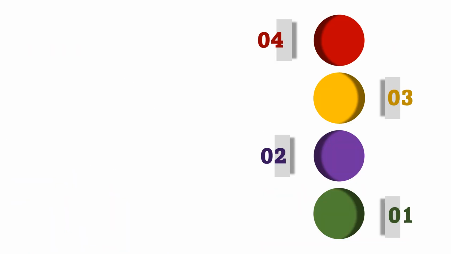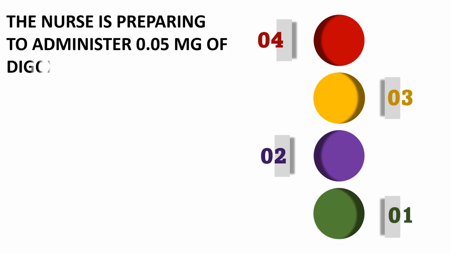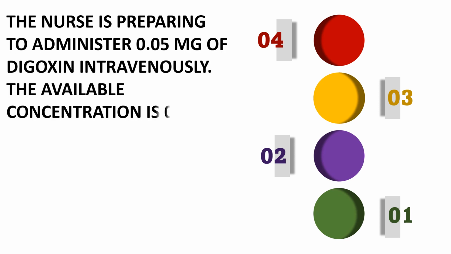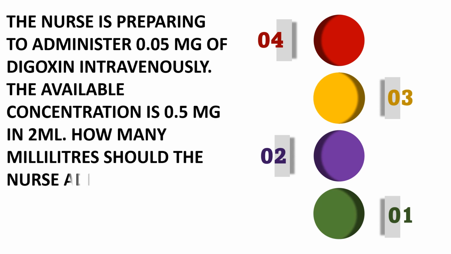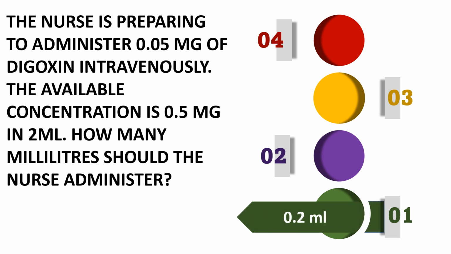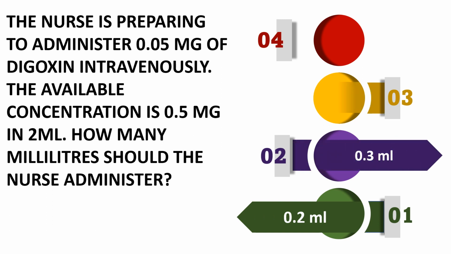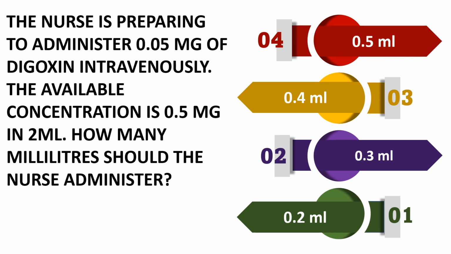Question number 2. The nurse is preparing to administer 0.05 mg of digoxin intravenously. The available concentration is 0.5 mg in 2 ml. How many milliliters should the nurse administer? Option 1, 0.2 ml, option 2, 0.3 ml, option 3, 0.4 ml, and option 4, 0.5 ml. And the correct answer is option 1, 0.2 ml.